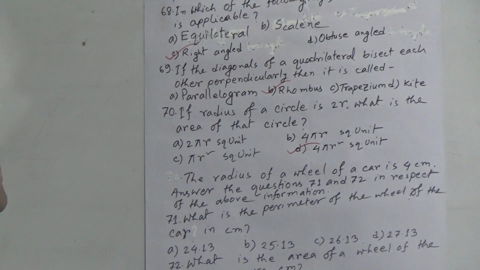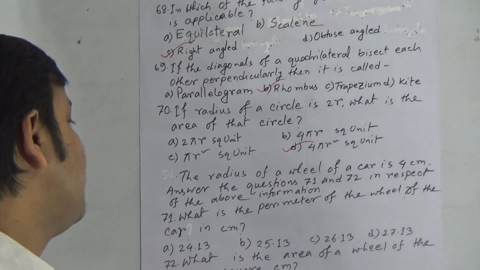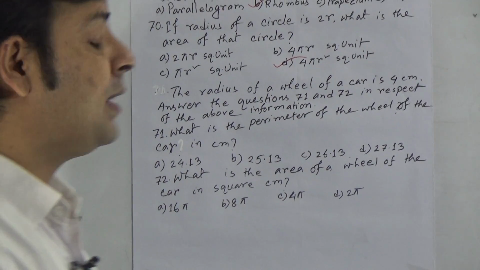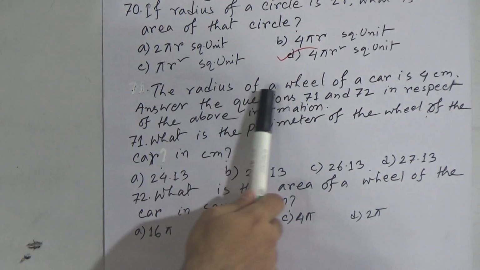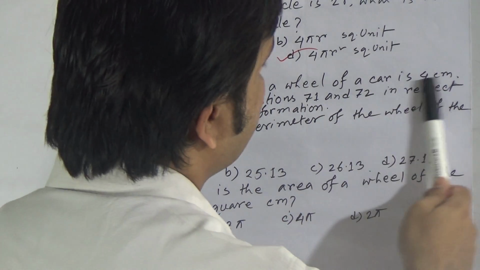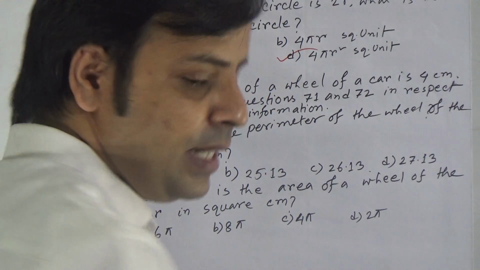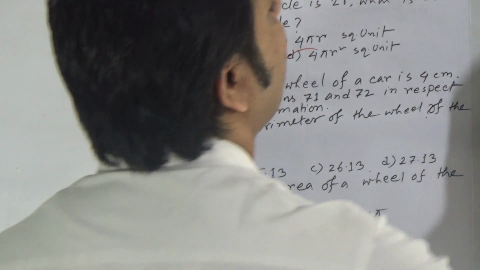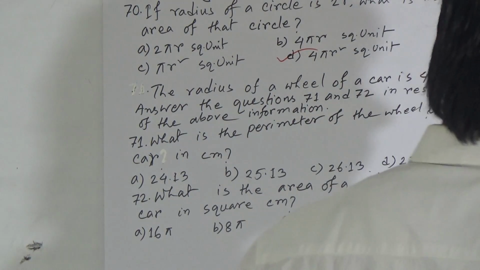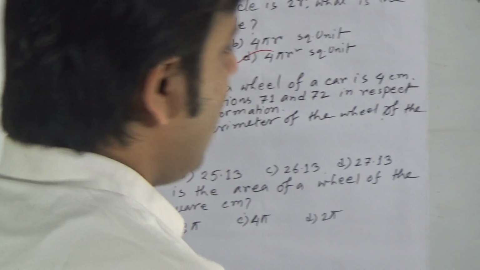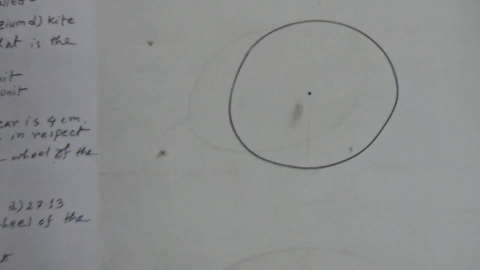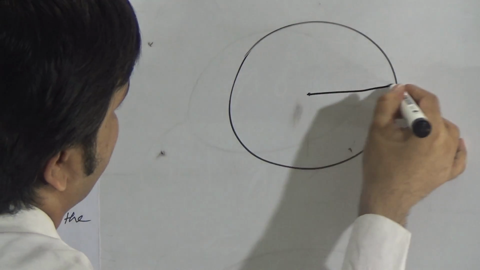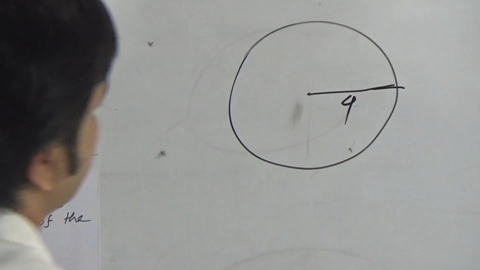Now question 71 and 72. To answer 71 and 72, an information is given. At first see the information. The radius of a wheel of a car is 4 centimeter. If you consider a wheel of a car, a wheel means this is a circle. Its radius is 4 centimeters. Suppose this is the radius, that is 4 centimeter.